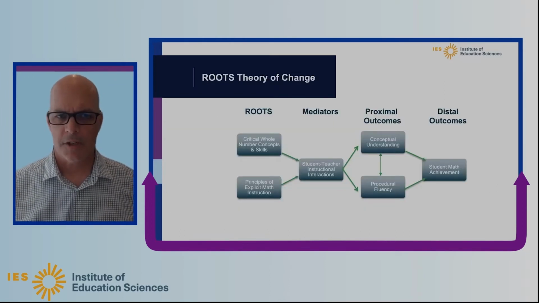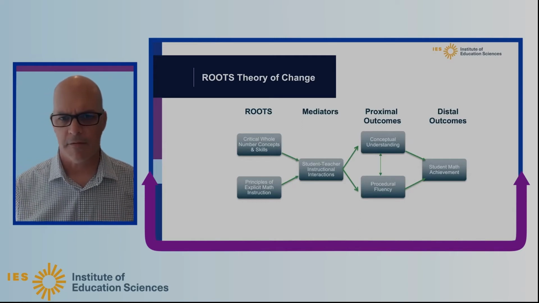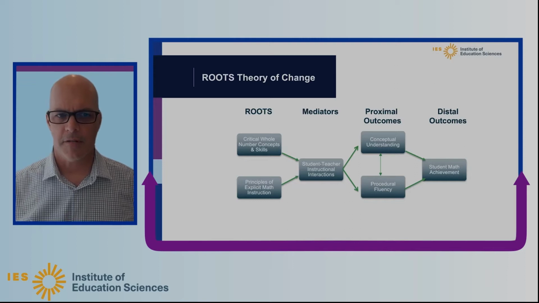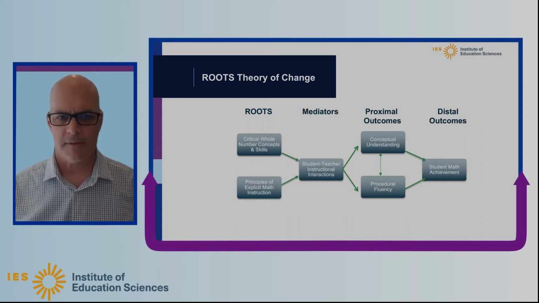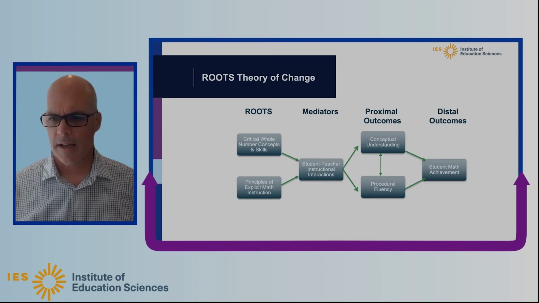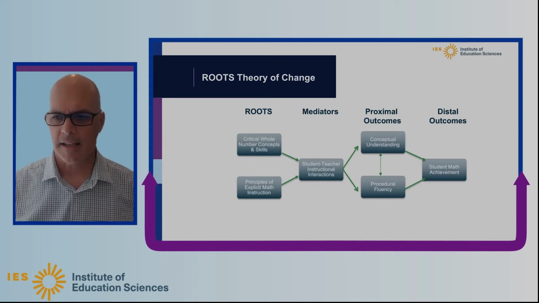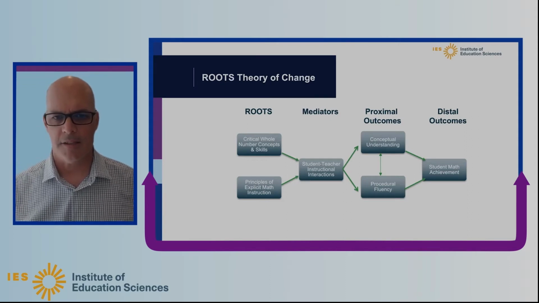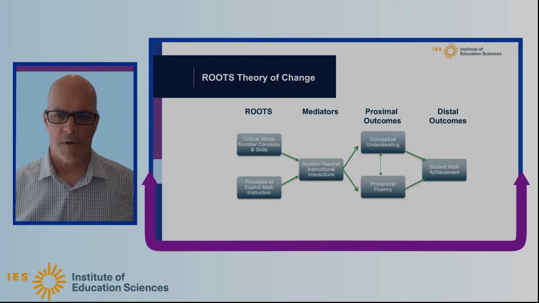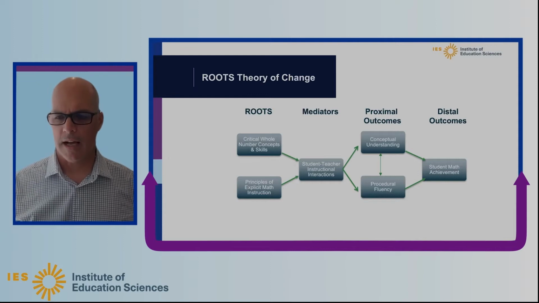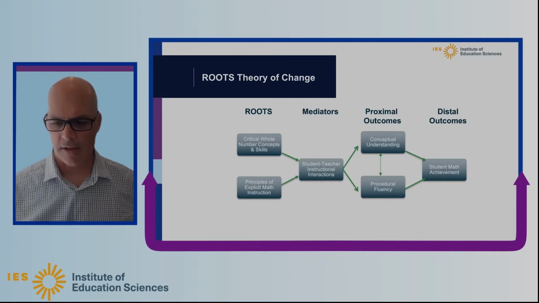Here's a quick depiction of our theory of change for the Roots intervention, working from left to right. You can see that the Roots intervention is composed of two primary components: whole number concepts and skills, as well as principles of explicit math instruction. Those two components, when well designed and well implemented, are hypothesized to facilitate high quality, frequent instructional interactions amongst teachers and students, as well as peer-to-peer interactions. Those interactions, in turn, are expected to turn the dial for proximal and eventually distal outcomes.